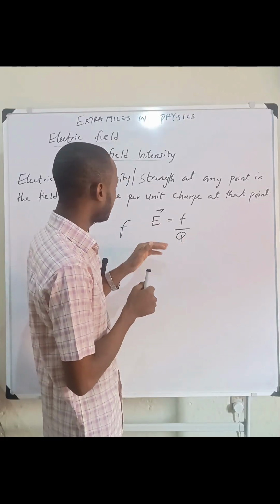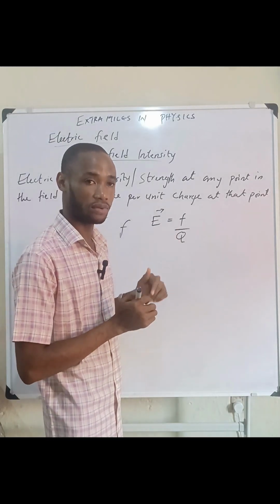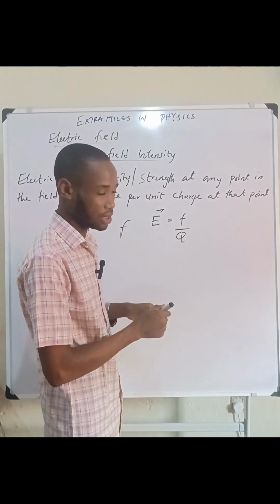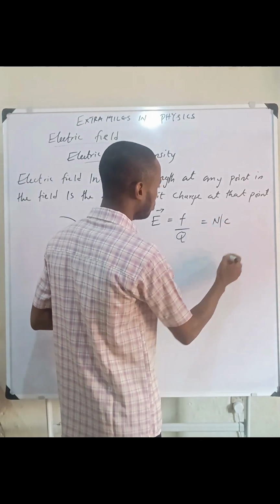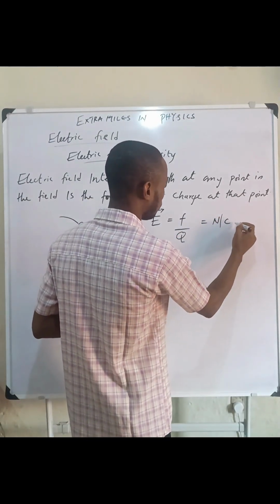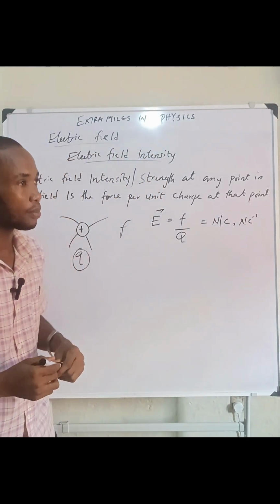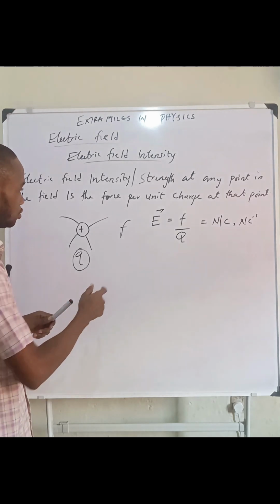Then the next thing that we're going to do is to get the unit of electric field intensity. If electric field intensity is force over charge, that means the unit should be newton per coulomb. Either I write it like this or you can equally write it like this. Both of them are the same.